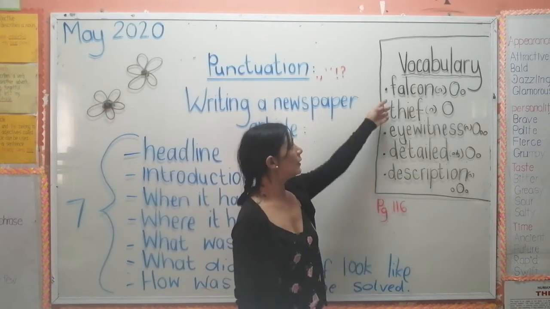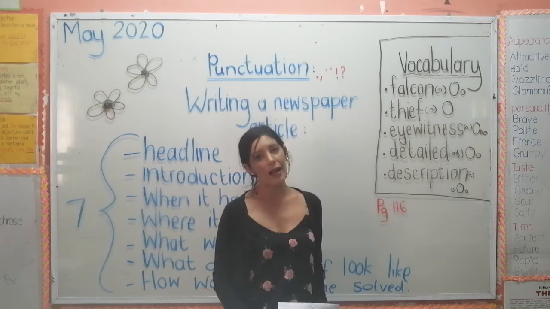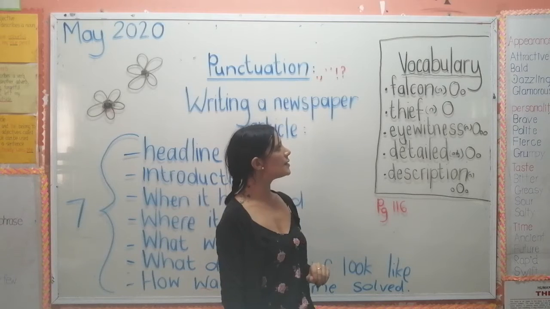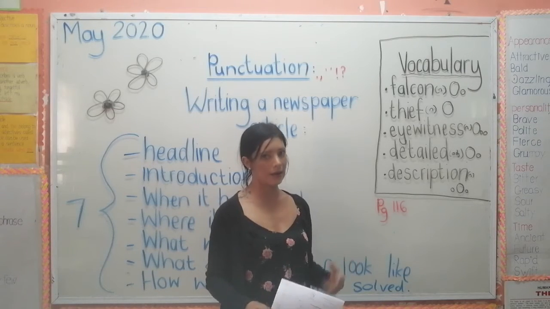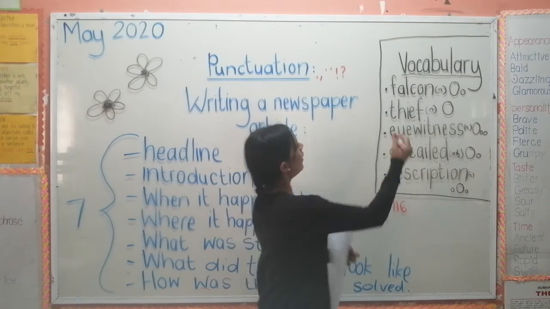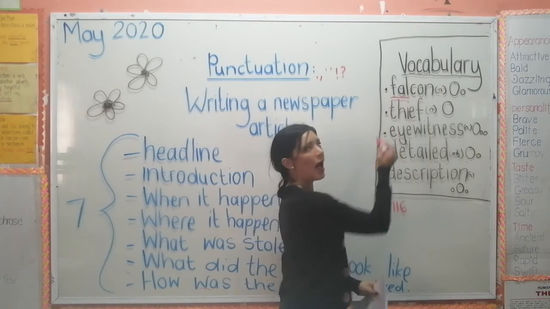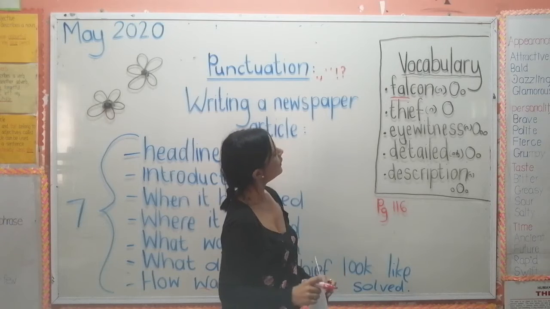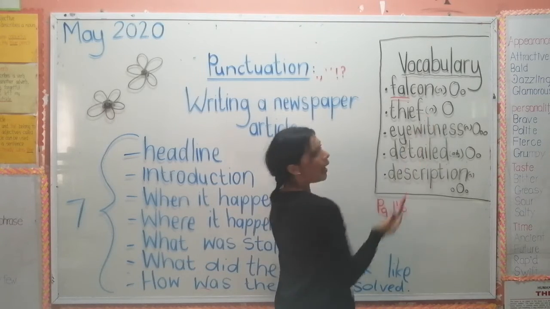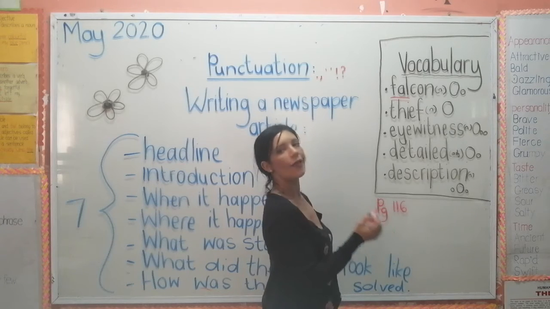We've got falcon on the board. Falcon is a noun and it has 2 syllables. The stress is on the first part. Falcon. Right. The next one, thief. It's a noun and it has 1 syllable, thief.